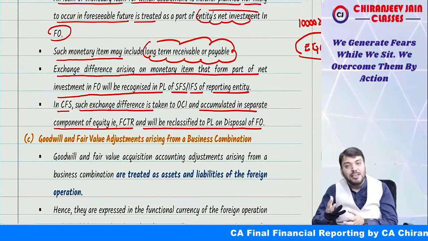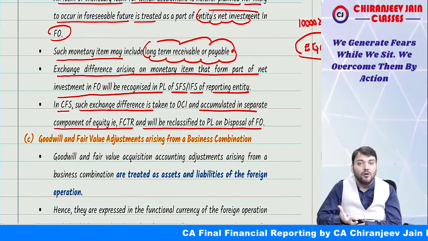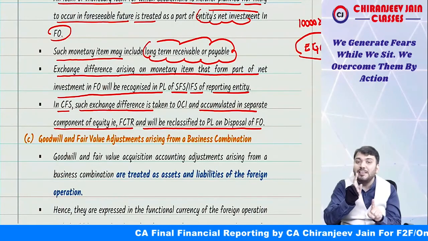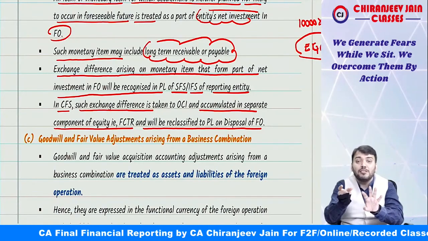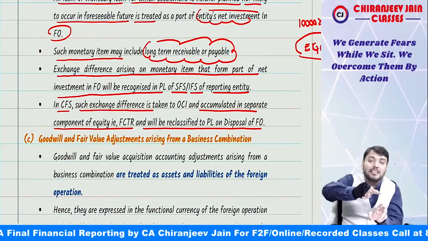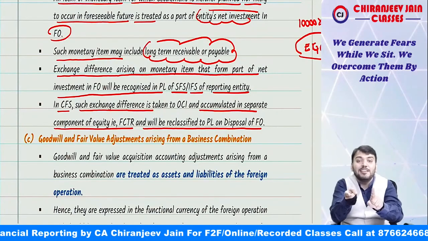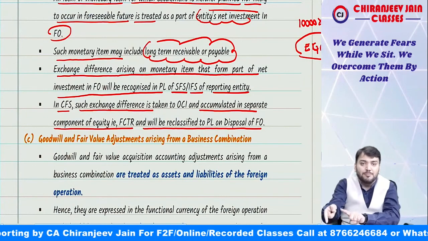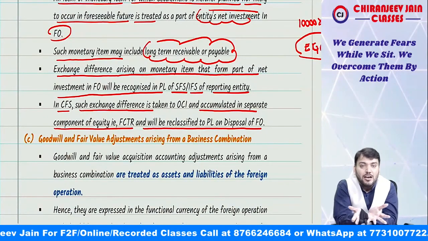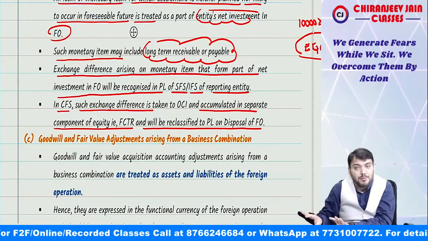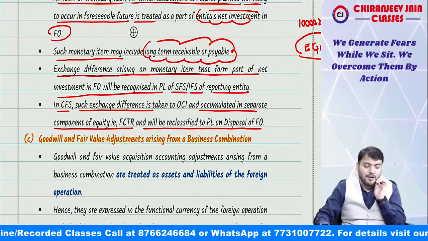Means it will be accumulated in OCI FCTR, but it will not be retained in PL. So any exchange gain or loss which was initially transferred to PL in separate financial statements or individual financial statements, as the case may be, will now be taken to OCI and accumulated in FCTR, which will be reclassified to PL only on disposal of FO. I hope you have understood.